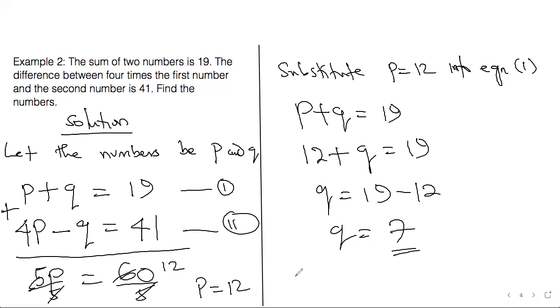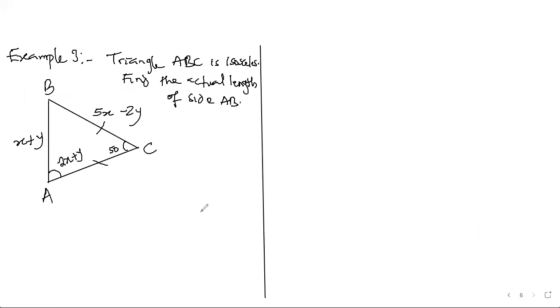So if you check, 12 plus 7 should give us 19, which is correct. And also we check the second equation, 4 times P, 4 times 12 is 48 minus 7 should give you 41. So that makes sense. Then the last question we'll look at will be this.